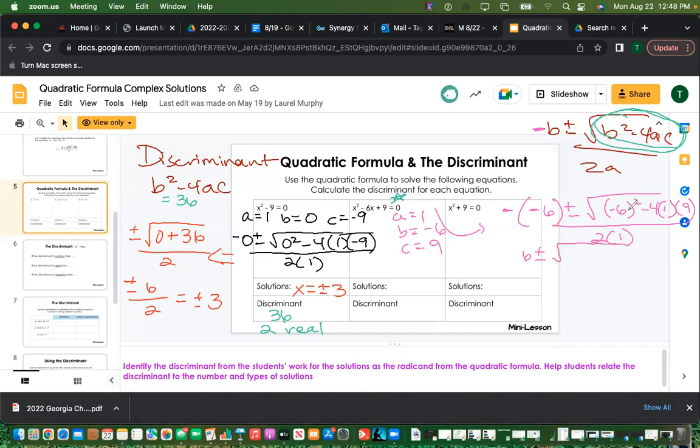On the inside of the square root, negative 6 squared is going to give me 36. Negative 4 times 1 times 9 is going to give me negative 36. In the denominator, we have 2 times 1, which is going to give us 2.